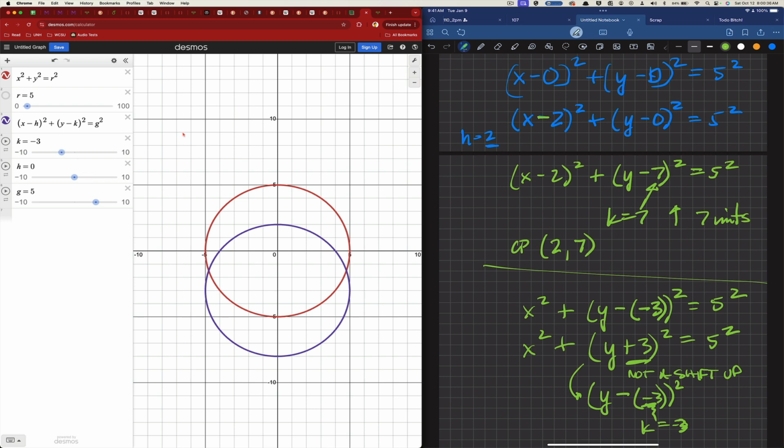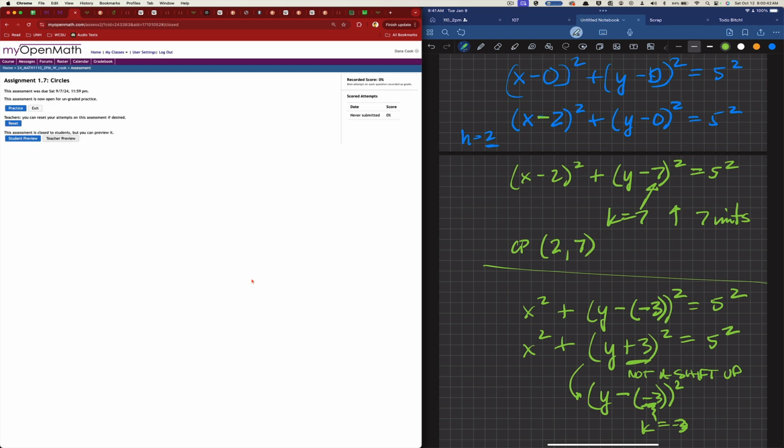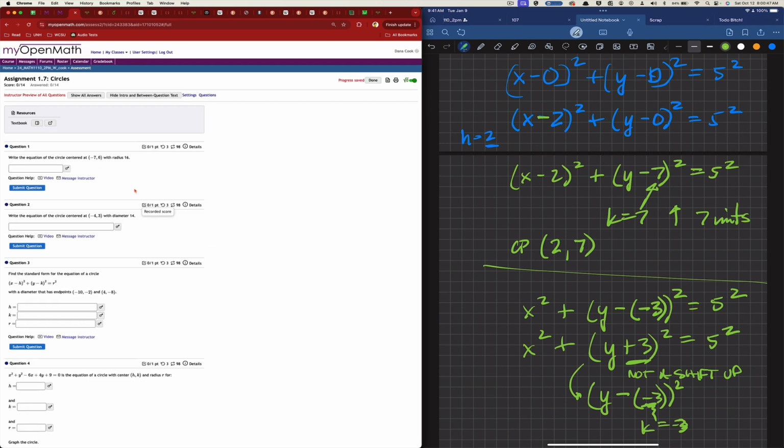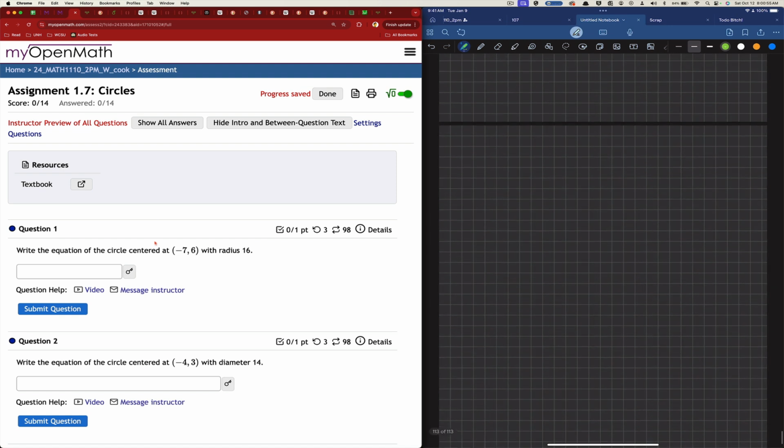Okay? So now when we start thinking about the problem sets, the types of problems we're going to get in here, we get one that looks like this. Let me blow this up. Write the equation of the circle centered at negative 7, 6 with radius 16. So they're telling you that the center point is negative 7, 6, and radius is equal to 16.